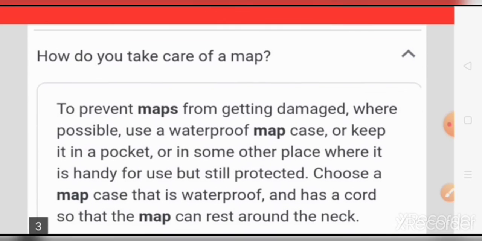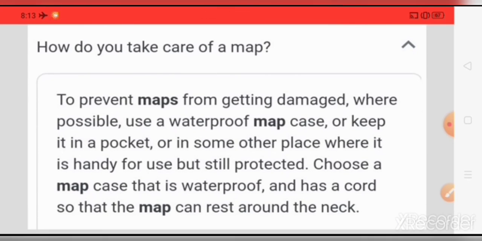How do you take care of a map? To prevent maps from getting damaged, where possible use a waterproof map case or keep it in a pocket or in some other place where it is handy for use but still protected. Choose a map case that is waterproof and has a cord so that the map can rest around the neck.